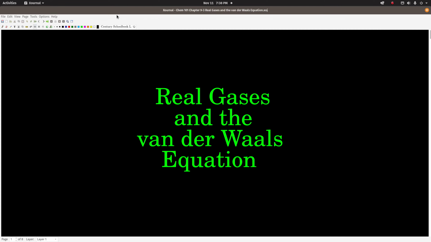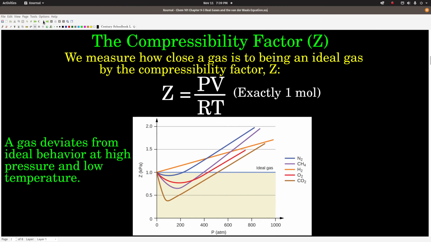Hey guys, this video is on real gases and the van der Waals equation. By real, I mean non-ideal gases, gases that do not obey the ideal gas law. So the compressibility factor, symbol capital Z, is a measure of how close a gas is to behaving like an ideal gas. We calculate Z for exactly 1 mole of a gas, so n is equal to 1.